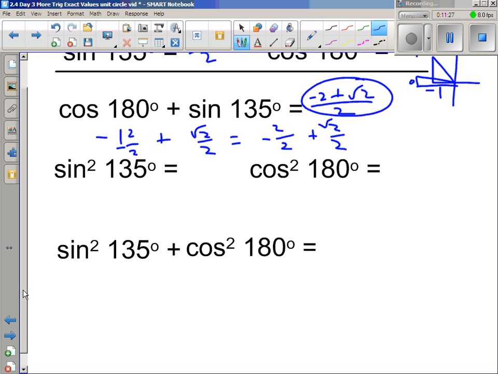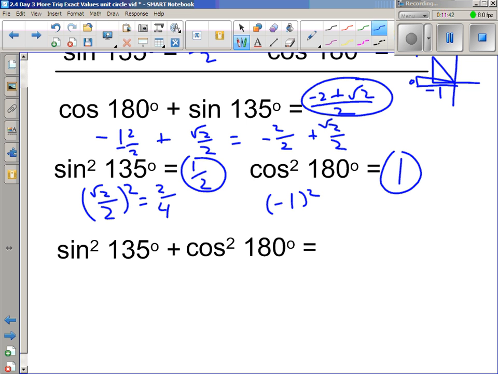Coming down here, to square these values, square root of 2 over 2 squared is going to equal 2/4 or 1/2. Cosine of 180 was negative 1. When we square it, we just get a positive 1. And to add these values, we add 1/2 plus, let's call it 2 over 2, giving us 3/2.